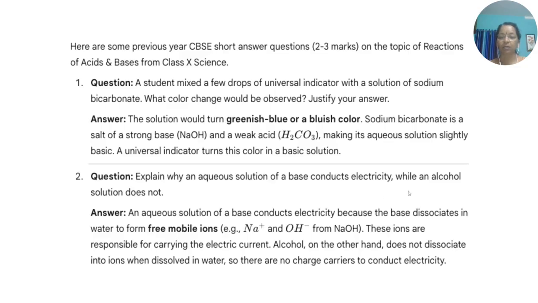Okay. Whereas alcohol which is having hydrogen in it but it does not dissociate in water to produce ions, free mobile ions. Okay, so it will not conduct electricity.